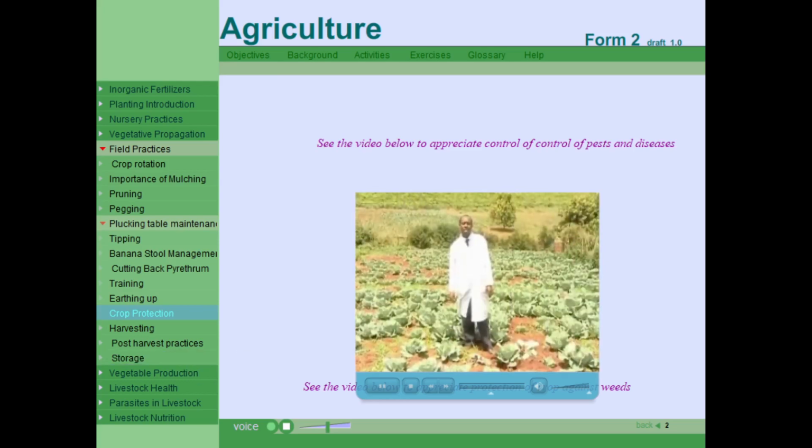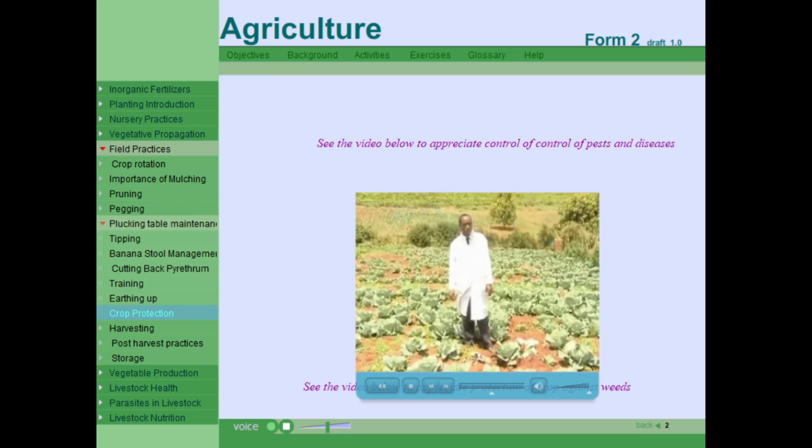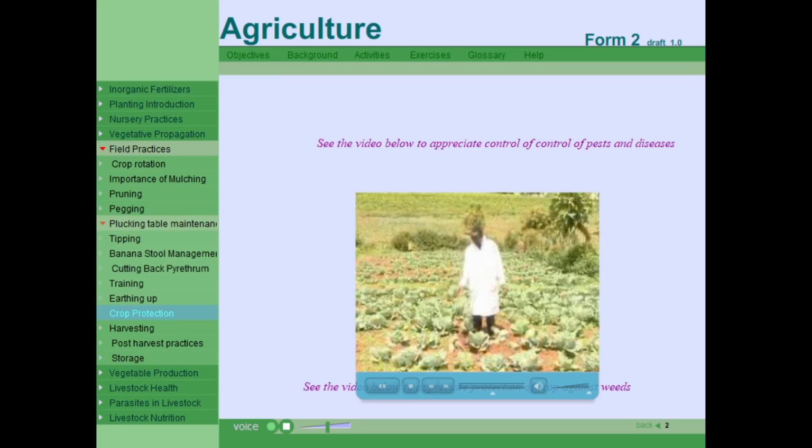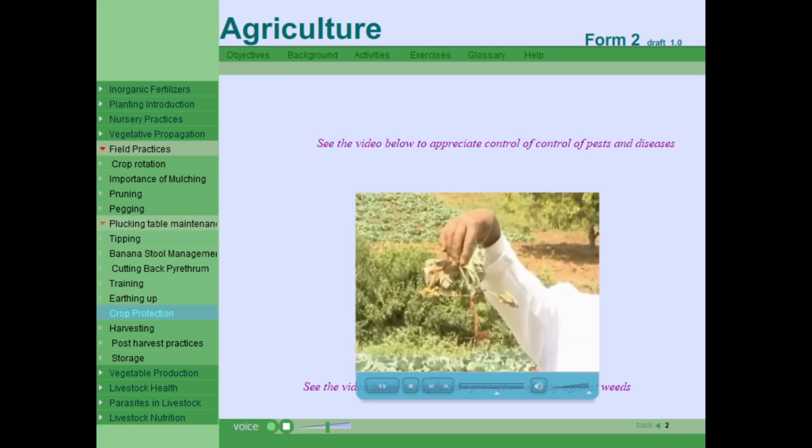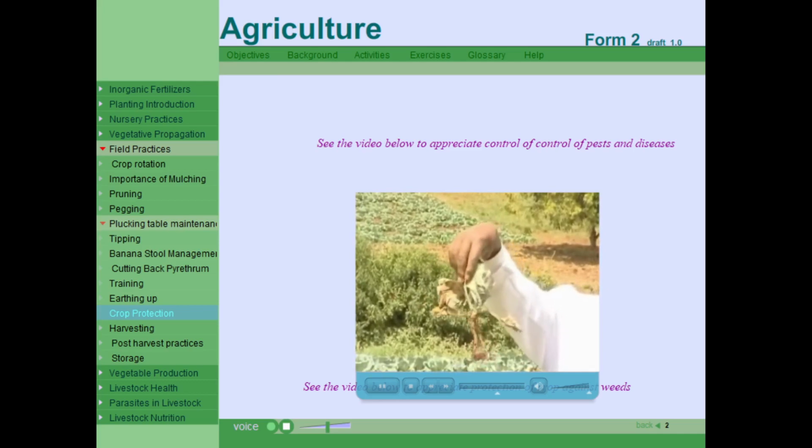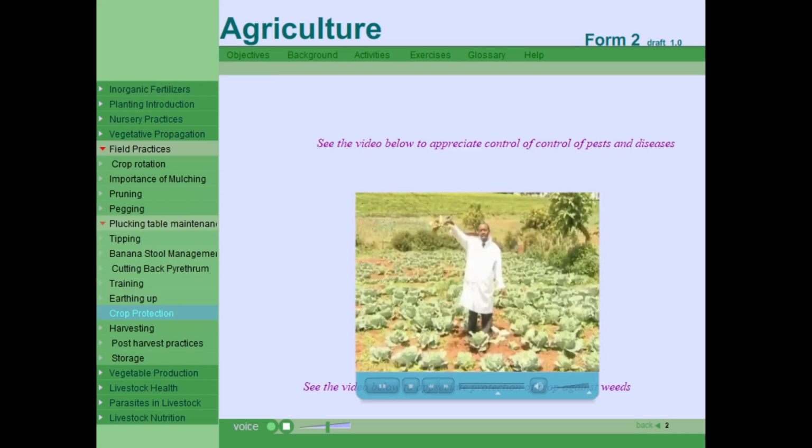There are very many pests that affect vegetable crops, and today I'll demonstrate a few that affect cabbage. One of the pests that affect vegetables in the fields are the nematodes. The plant we have down here is suffering from nematode attack. As you can see, once I uproot it, the plant has very few roots. This plant cannot grow properly because it cannot absorb water, since the roots have been destroyed by the nematodes.